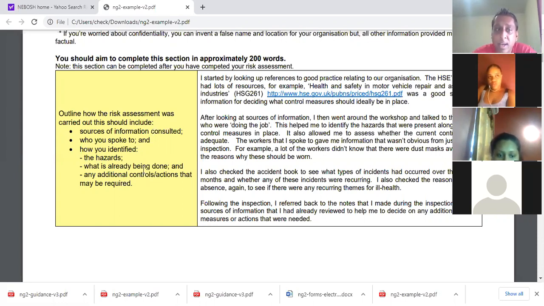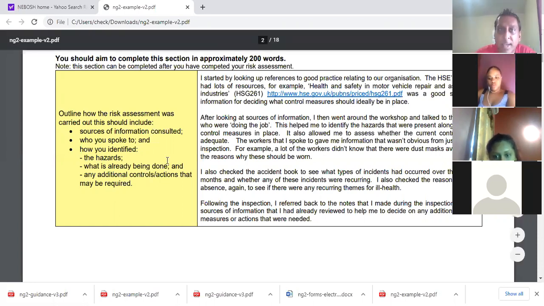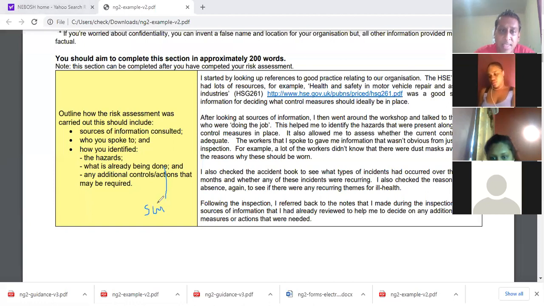You need to put what is already being done and any additional control actions that may be required. Now, you don't really need to put it here, but you need to say that you are looking at what is already being done. You need to put here if what is already being done is suitable. In fact, you're going to have to use the words that I mentioned before, suitable and sufficient. And let me say this a bit slower now.